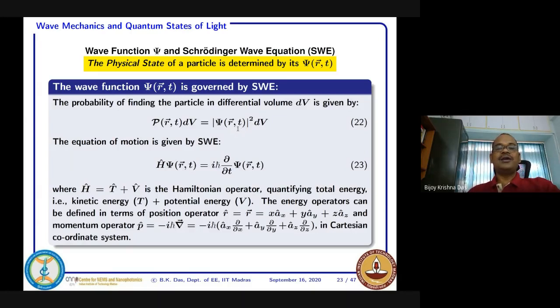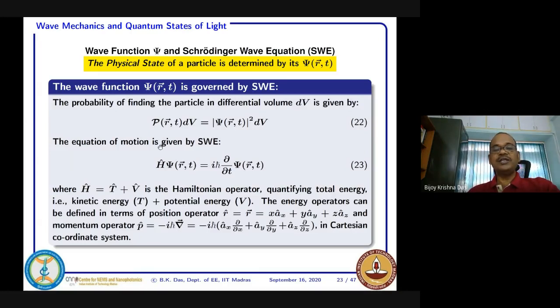Basically, why is this mod square? Because whenever you go through the Schrodinger wave equation, you will find that psi(r,t) is not a real function. The necessary condition is that psi should be complex. So this complex function has no physical reality. But if you take the complex conjugate and multiply, then whatever you get is actually the probability of finding that particle at that particular position. And that is the probability density. And multiplied by dV, you get the probability.